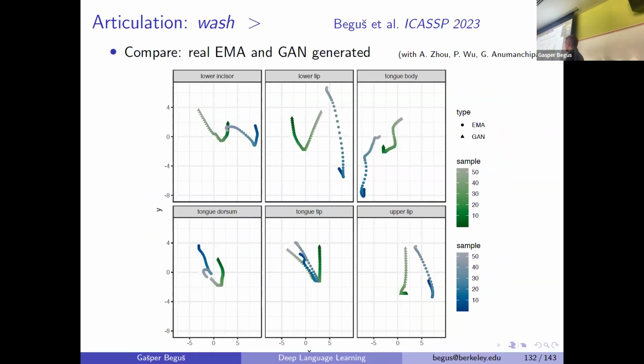And then you can compare trajectories. So here's a trajectory for the word wash. You can see for each channel, you can plot generated, which is green, and real, which is blue. And you can see similar trajectories when the model is searching through the space of motor actions so that it will generate what it hears from the environment. But there's a lot to be done here.